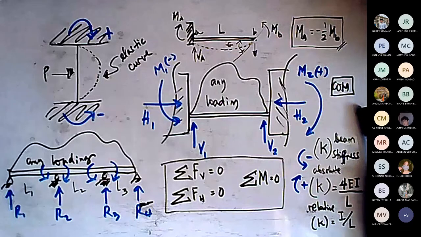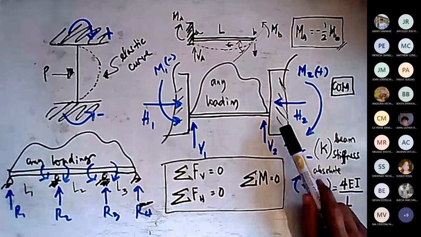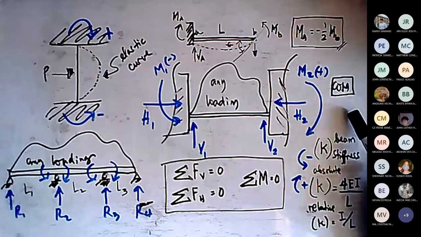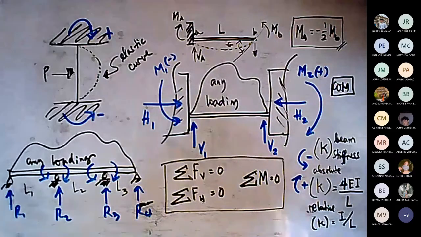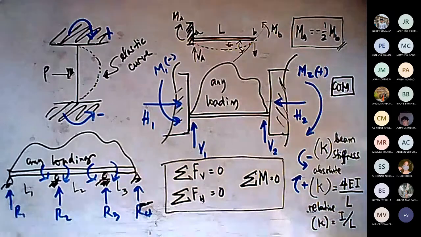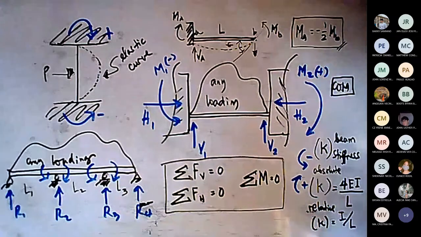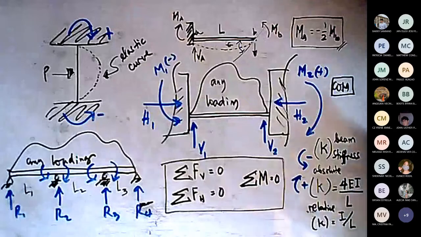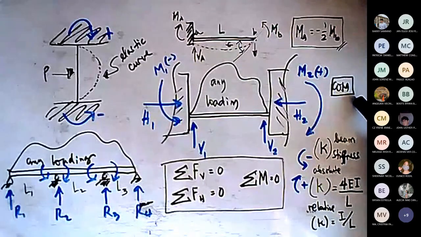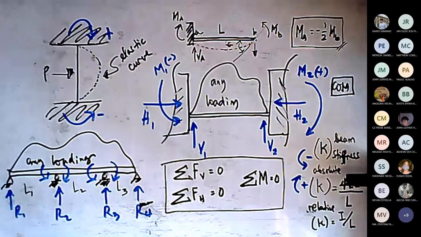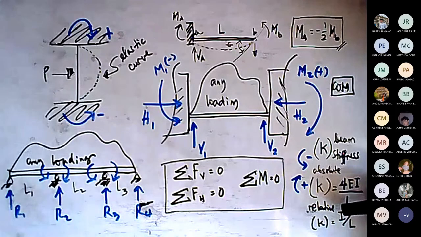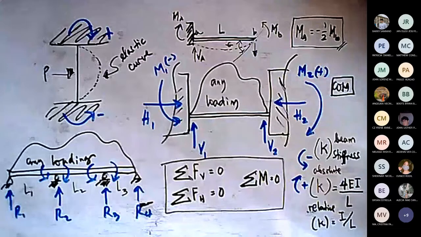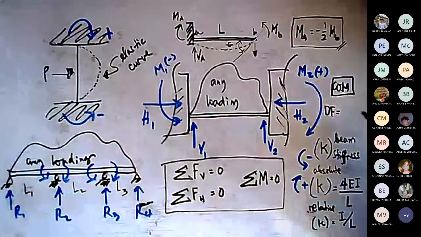So, how many properties na yung ating binanggit? Fixed end moment, then relative stiffness, then carryover moment factor, or the modified stiffness factor also, and the rotational stiffness. So, you have the COM for the distribution. And then, of course, you have to determine the relative stiffness. And then you have the distribution factor.